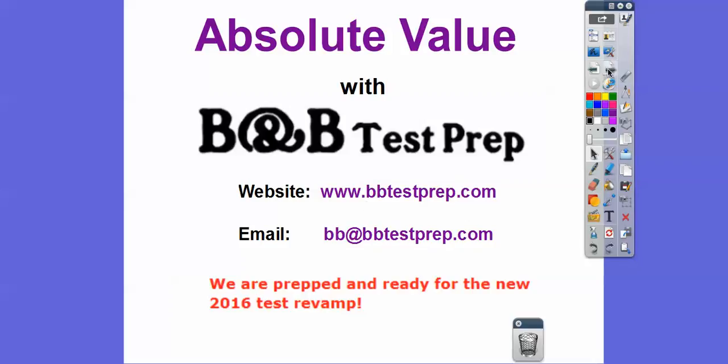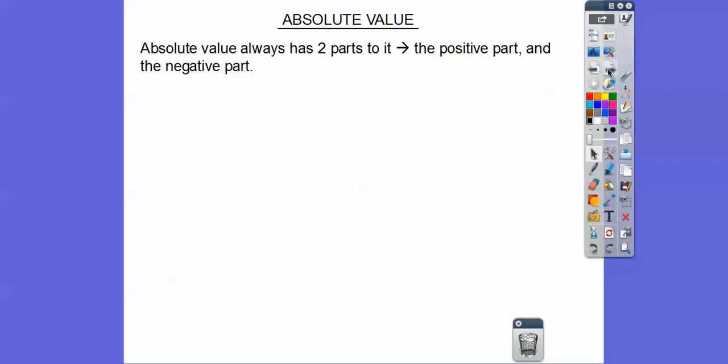All right, let's review some absolute values, you guys. Absolute values always have two parts to them. There's a positive part and a negative part. So for example, if we had the absolute value of x equals 3, then plugging in -3 and +3 would get us equal to 3. The absolute value of -3 equals 3, and the absolute value of +3 equals 3. So we can say x equals plus or minus 3.